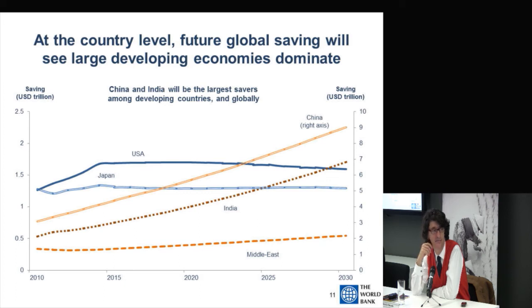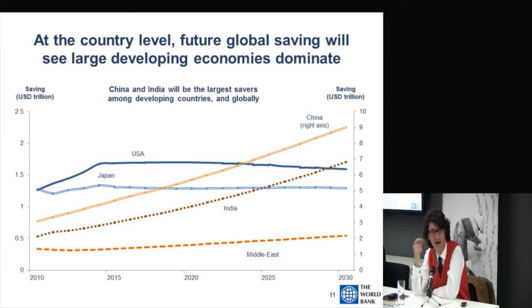China is the largest saver, and by 2028 India will be the second largest saver. I was in Delhi two weeks ago, and they were very proud about this, although they are always comparing themselves with China. But they will contribute $1.8 trillion to the global savings, though they are 2.5 times smaller than China by then.